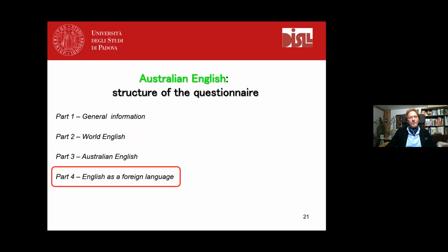This is the structure of the questionnaire that I used for English. It was divided into 4 parts. Part 1 had general information about the informants, so age, sex, languages that they spoke, experiences abroad and things like that. Then a second part was devoted to world English, so their opinions about English as a world language, which varieties of the language they consider to be more prestigious, and things like that. Then opinions and attitudes towards their own variety, Australian English. And the last part of the questionnaire was devoted to English as a foreign language. And this is the one we are going to discuss tonight.